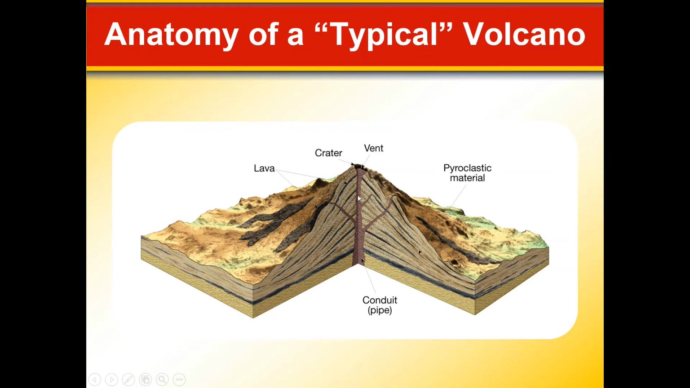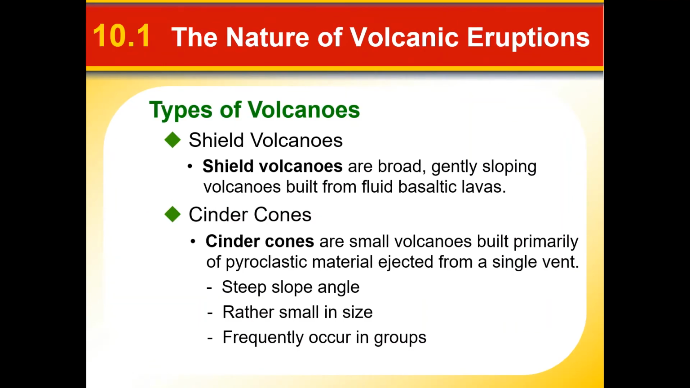The volcanic neck. So this is an example of a composite volcano with alternating lava and pyroclastic materials. So types of volcanoes. Now we have the shield volcanoes. They are broad, gently sloping volcanoes from fluid basaltic lava. They are broad because your lava is flowing more freely, more fluid, so they can travel farther.